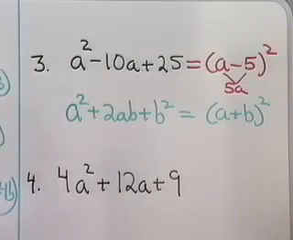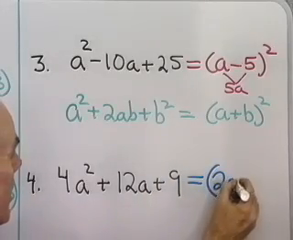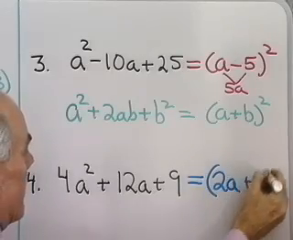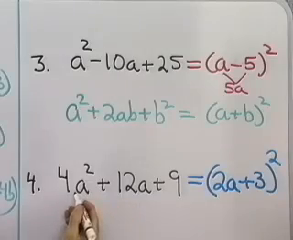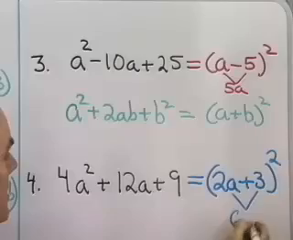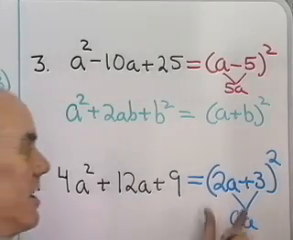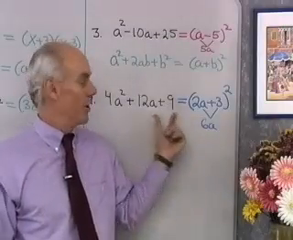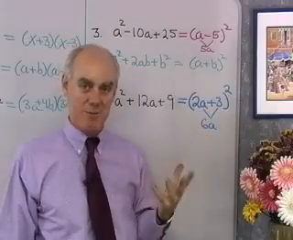One more problem. How about 4a squared plus 12a plus 9? Let's see if it is. If it is, it's the perfect square 2a plus 3 quantity squared. So square the first term, get 4a squared. Square the last term, get 9. The product of the two terms is 6a, doubled is 12a, so yes, this is in fact the factorization of this polynomial. And by writing 2a plus 3 quantity squared, I mean 2a plus 3 times 2a plus 3.